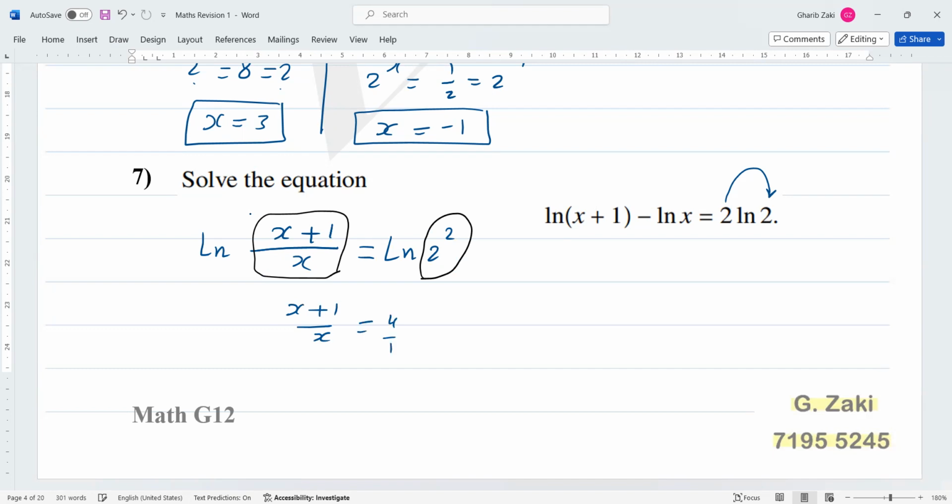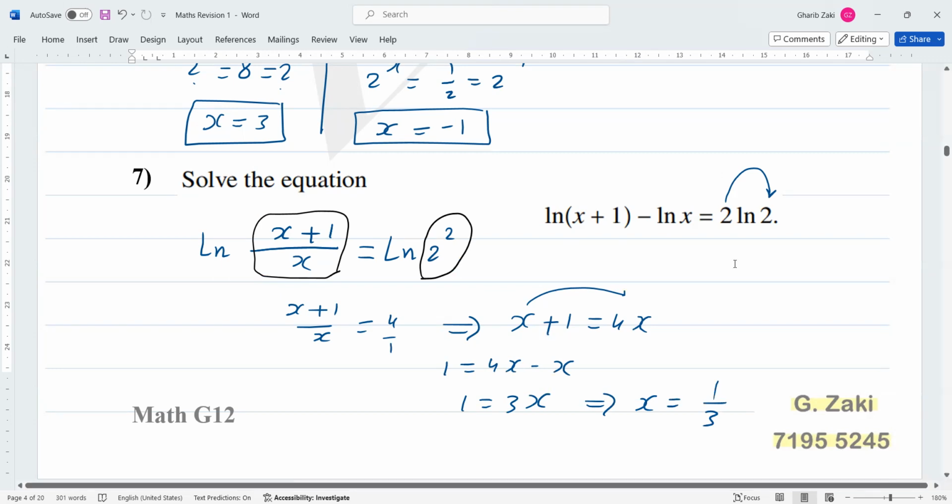We can say 4 over 1 and do cross multiplication. So x plus 1 equals 4x. We need the value of x. Shift x to the right side. Okay, then 1 equals 4x minus x. 1 equals 3x, divide by 3, then x equals 1 over 3.